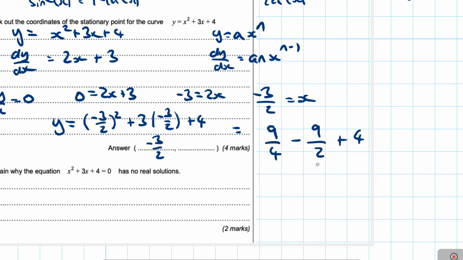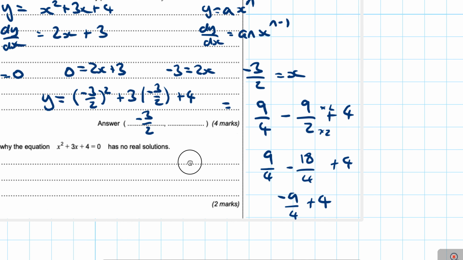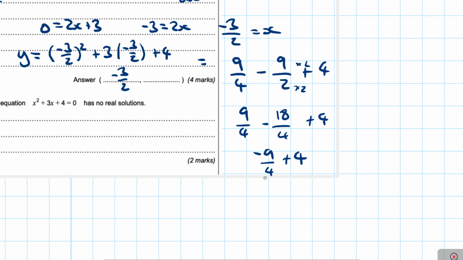And then from here we want to convert. So let's multiply this one, top and bottom, by 2. So we get 9 over 4 minus 18 over 4 plus 4. So that gives you minus 9 over 4 plus 4, and we want to convert, so we can say that this 4 is equivalent to 16 over 4, so it's minus 9 over 4 plus 16 over 4, which is equal to 16 minus 9, which is equal to 7 over 4, and that would be your answer here, 7 over 4.